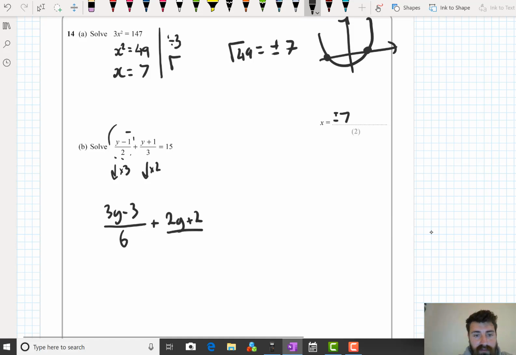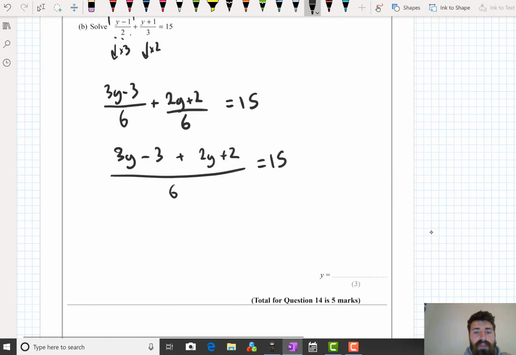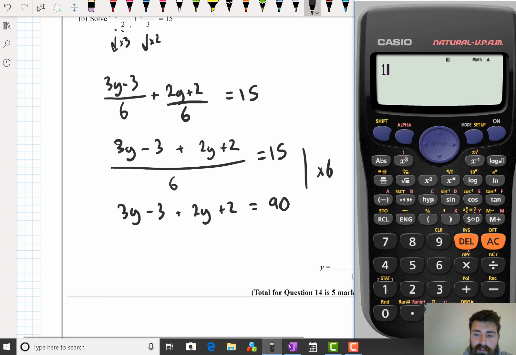We've got a common denominator, so you can just add the numerators. I'm just going to bring them together on one line. So 3y plus 2y plus 2 all over 6. So that looks a little bit nicer now. And then we can times both sides by 6 to get rid of that division. 15 times 6, 90. You're going to have to trust me on this one. Oh god, I don't even have to trust myself. Yes, 90. Now bring your y terms together.